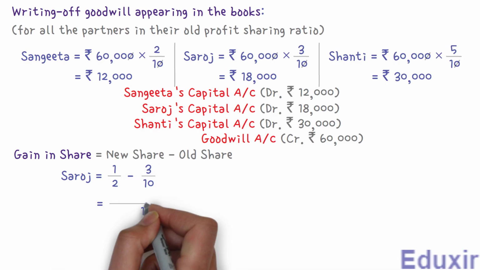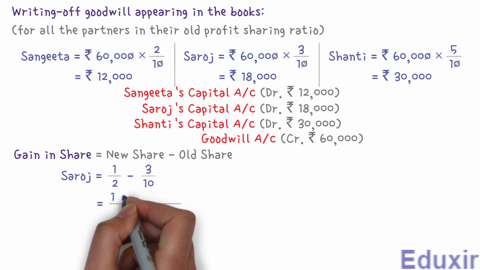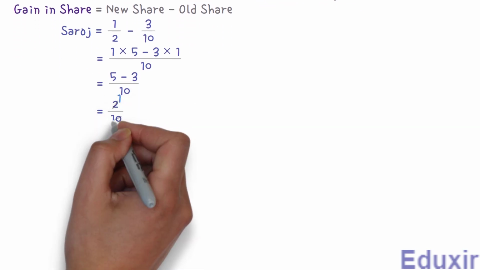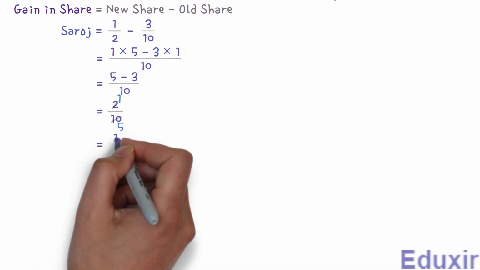Considering 10 as LCM, the numerator will have 1 5s are 5 minus 3 1s are 3. This is equal to (5 minus 3) whole upon 10. This is equal to 2/10. Cancelling with 2, 2 1s are 2, 2 5s are 10. This is equal to 1/5.